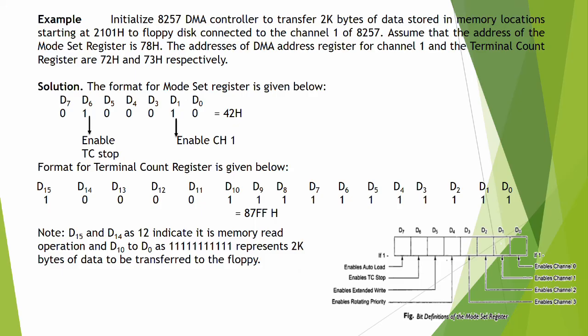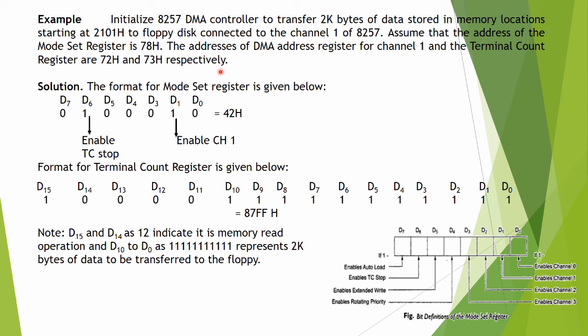Now let us consider one example: initialize the 8257 DMA controller to transfer 2K bytes of data stored in memory locations starting from 2101H to the floppy disk connected to channel 1 of 8257. Assume that the address of the mode set register is 78H. The addresses of the DMA address register for channel 1 and the terminal count register are 72H and 73H respectively.